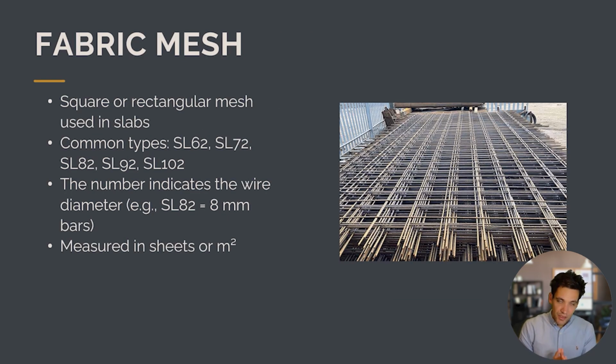Okay, so fabric mesh is used in rectangular structures or slabs. The common types will be SL62, 72, 82, 92, and the number at the start, for example in SL82, the 8 refers to the diameter of the bar used in the mesh. These steel meshes are always measured in sheets or meters squared.